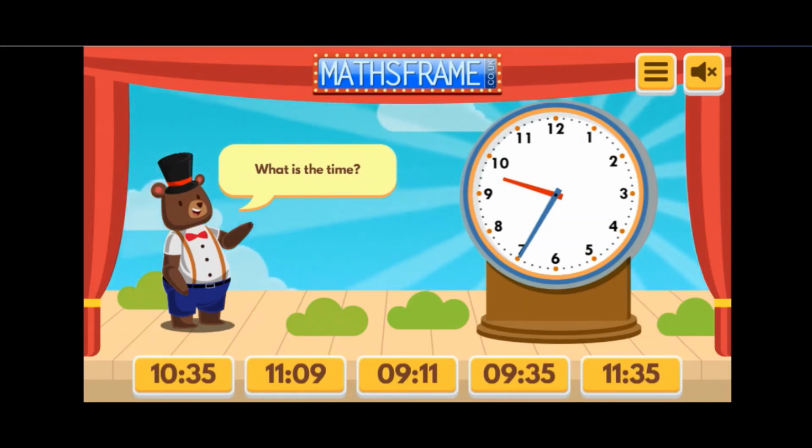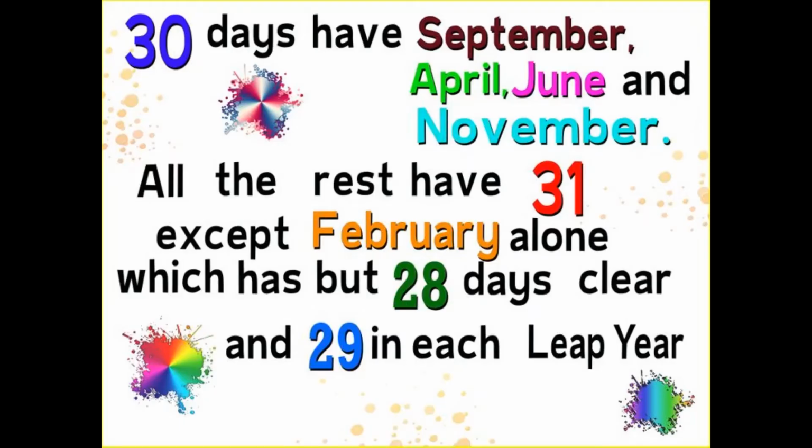Right, we're going to have a little look now at the rhyme to remember how many days in each month. Now it's really useful to know how many days are in each month, and you can use your knuckles to help you work out how many days in each month. And I can't show you that right now, but I'll teach you this rhyme first and then show you how that could work with knuckles. So this is the rhyme.